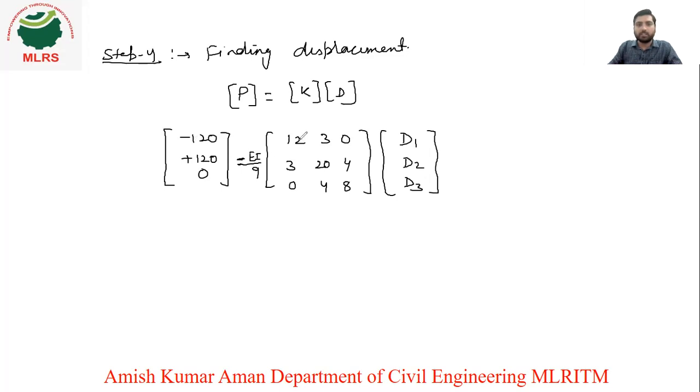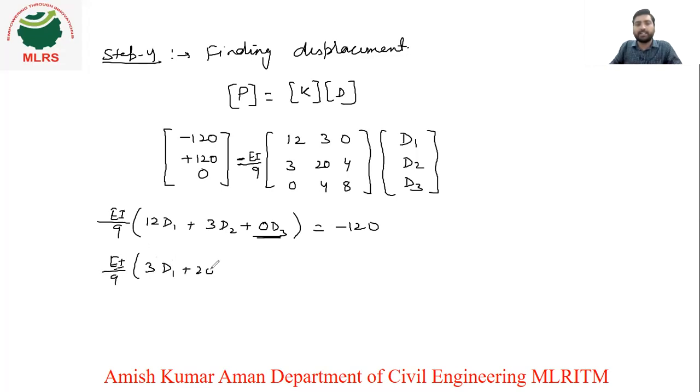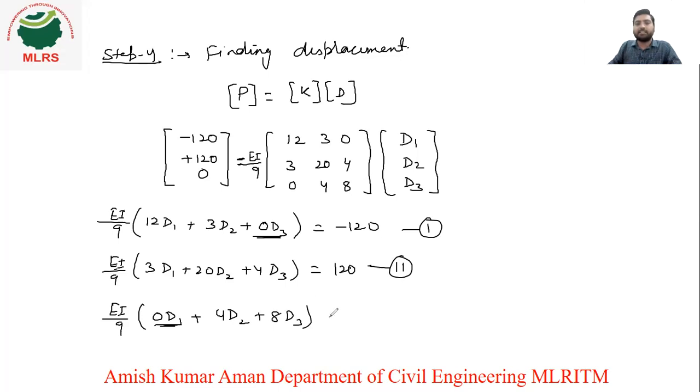You can see here, EI by 9 outside. Now 12 D1 plus 3 D2 plus 0 D3. Obviously it will be 0 only, which is equal to minus 120. Similarly, EI by 9 outside, here it will be 3 D1 plus 20 D2 plus 4 D3 is equal to 120. This is your second equation. This is your first equation, and the third equation is EI by 9 into 0 into D1, this is 0 only, right? Plus 4 D2 plus 8 D3, which is equal to 0.